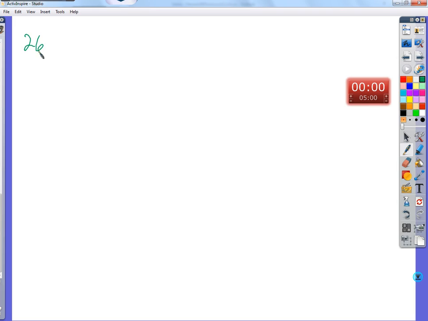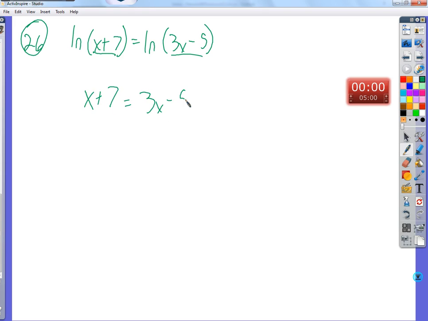Yeah. Let's just stop here. I'm going to start on 26. Natural log of x plus 7 equals the natural log of 3x minus 5. I'm trying to figure out what x is. Well, if the natural log of one thing is equal to the natural log of some other thing, what do you think we could say after that? Those two things are equal. They must be the same thing, because whatever it is, you've got to be taking the natural log of the same thing for them to be equal. So x plus 7 equals 3x minus 5.